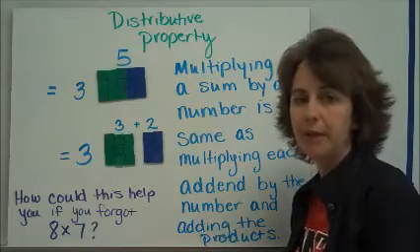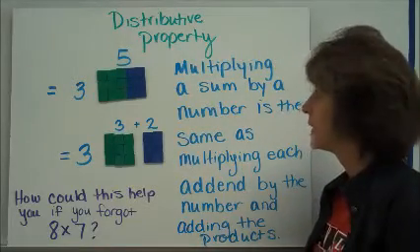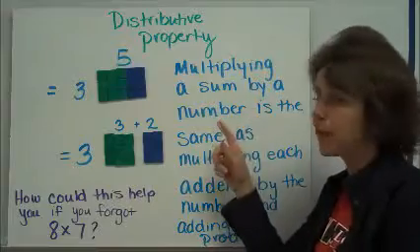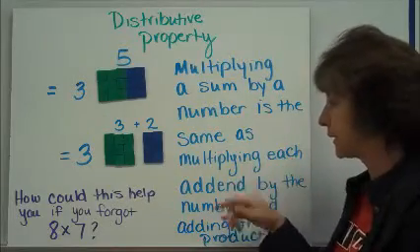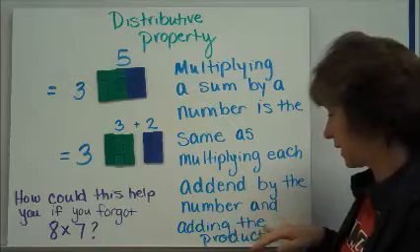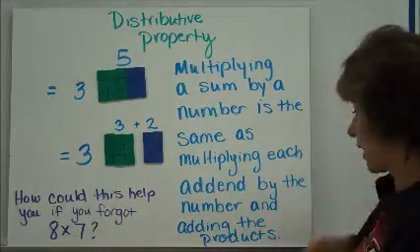The distributive property of multiplication over addition. The distributive property says that multiplying a sum by a number is the same as multiplying each addend by the number and then adding the products.